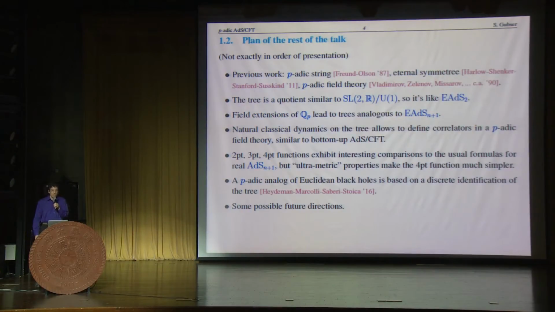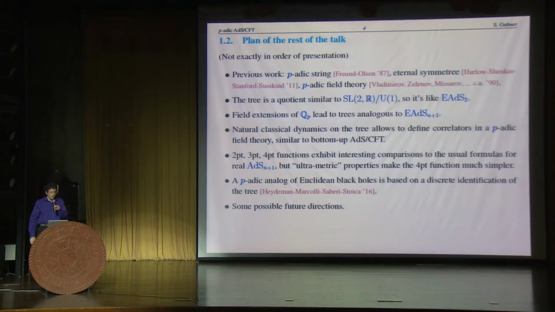Now, the rest of my talk is going to be organized as follows. I will describe some previous work, including the p-adic string, eternal symmetry, and p-adic field theory. I will tell you another wonderful fact, although I won't prove it, about this tree, which makes it really seem like AdS. The tree is in fact a quotient of p-adic relatives of SL2R and its maximal compact subgroup.